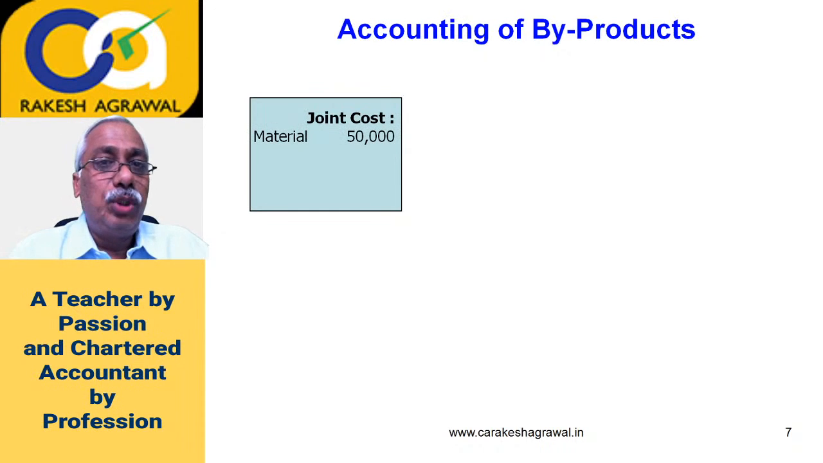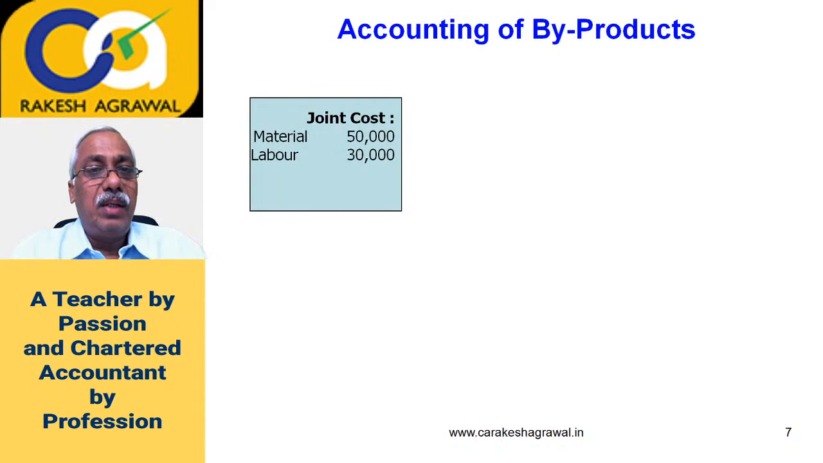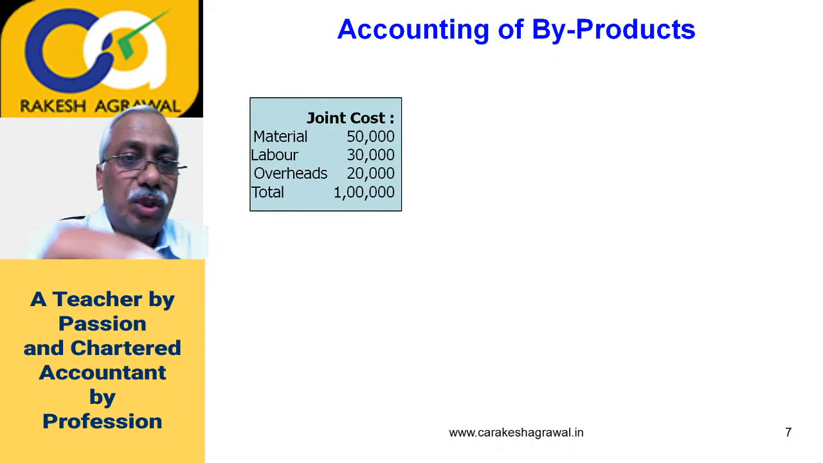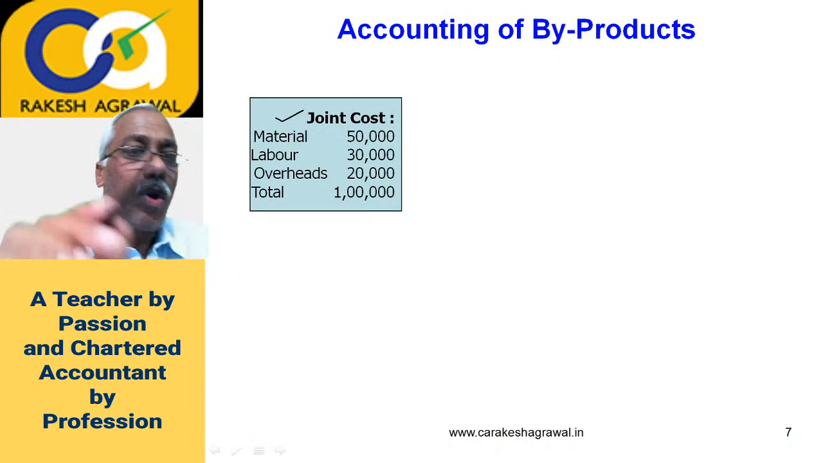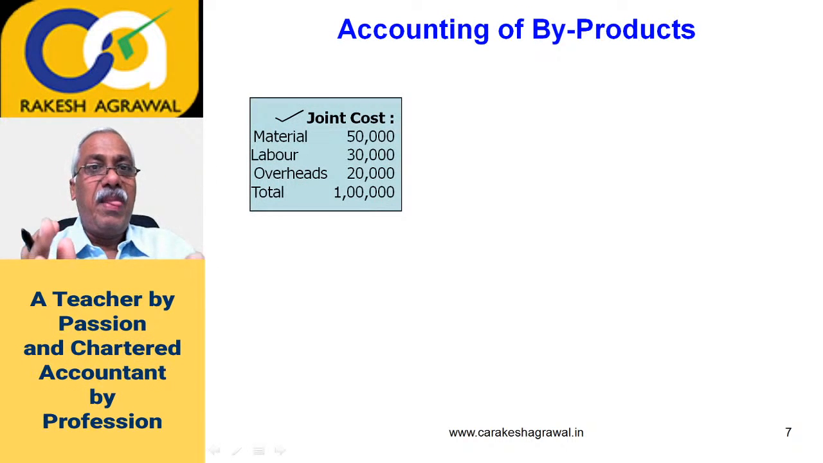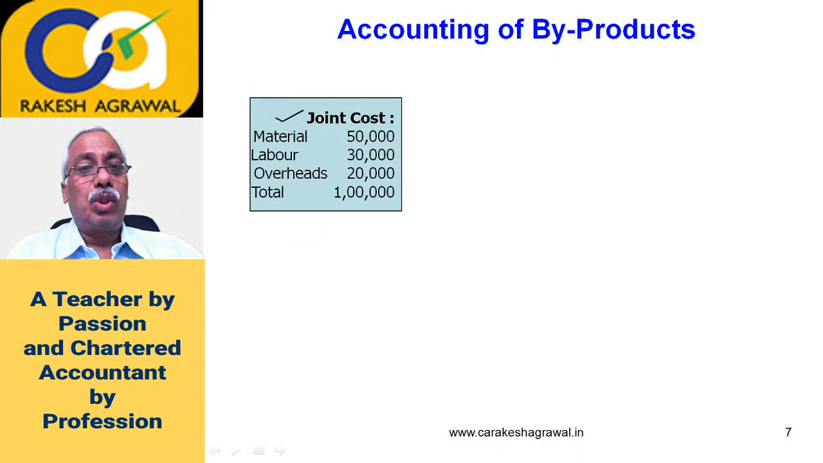First I am assuming some joint cost. Material 50,000, labor 30,000, overheads 20,000. That is how total joint cost is 1 lakh. This is common cost, please remember, common cost incurred in the process. It means you will debit this cost to the debit side of the process account: material, labor, overheads. So total cost is 1 lakh, which is common.